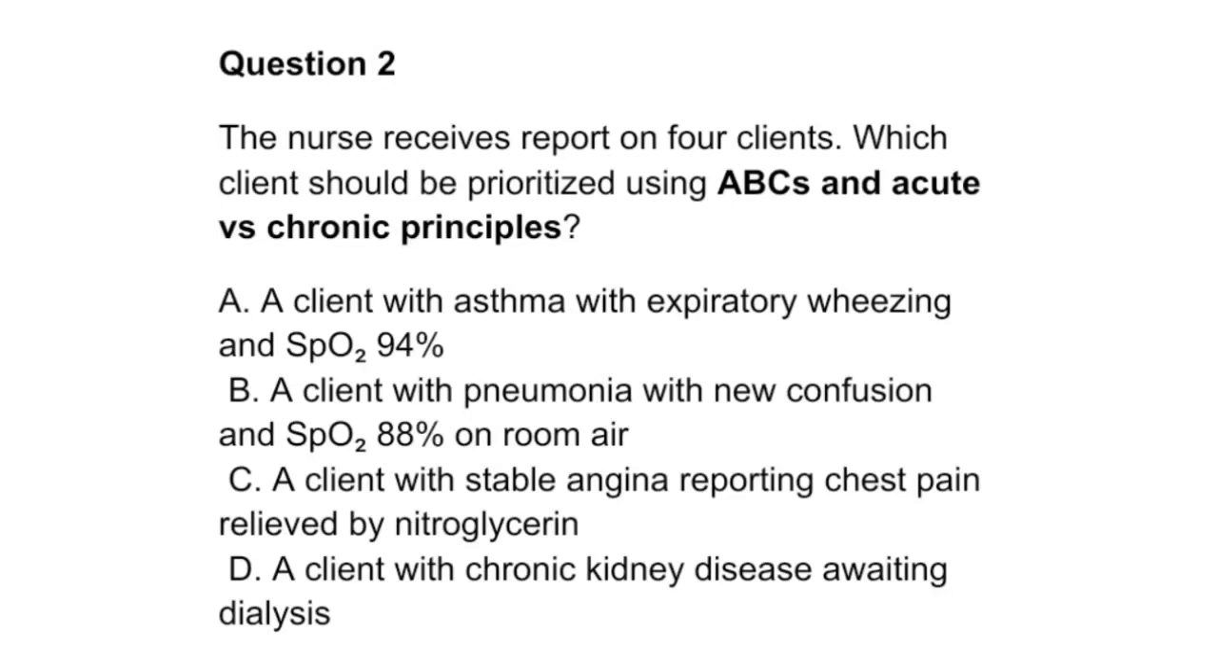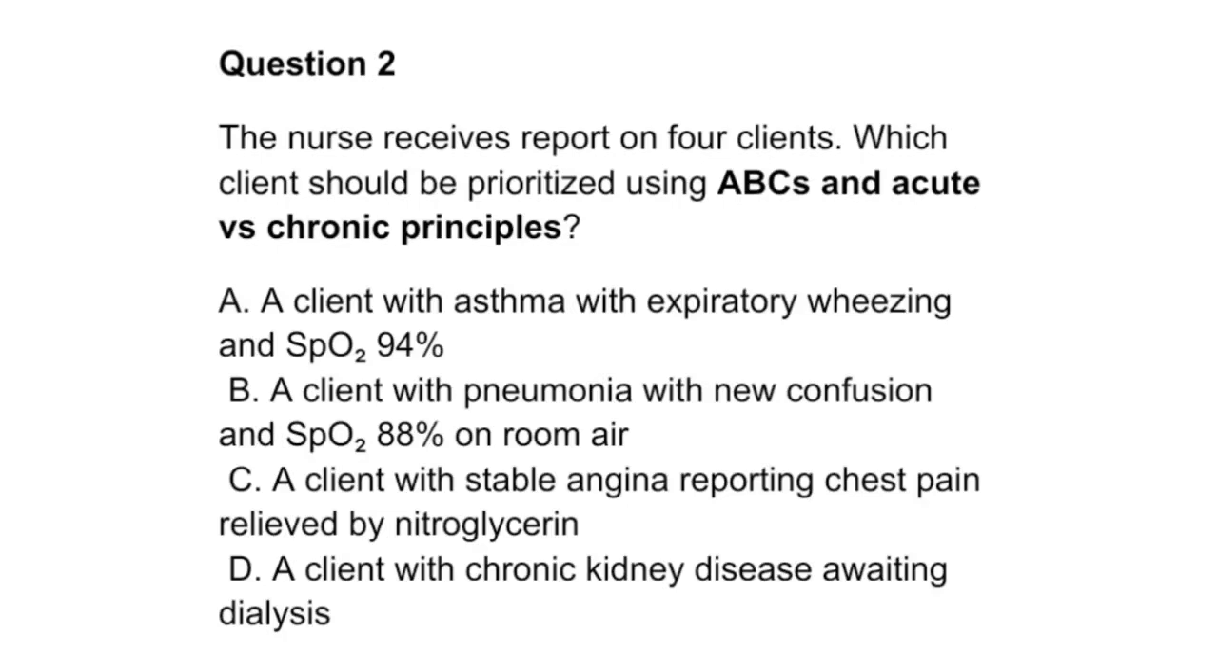Question 2. The nurse receives report on 4 clients. Which client should be prioritized using ABCs and acute versus chronic principles? A, a client with asthma with expiratory wheezing and SpO2 94%. B, a client with pneumonia with new confusion and SpO2 88% on room air.